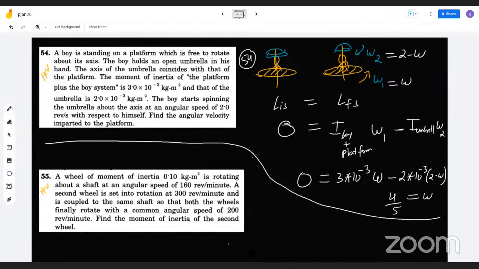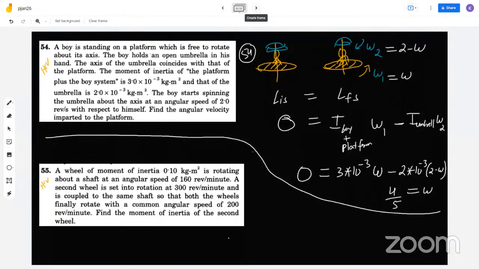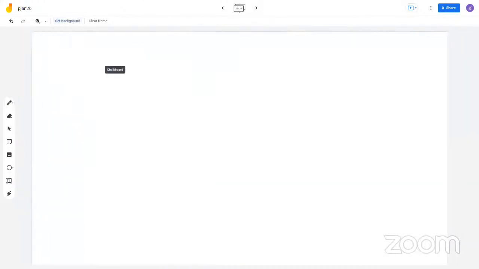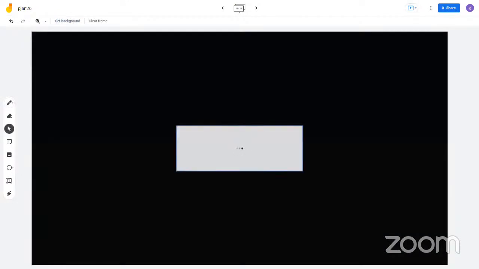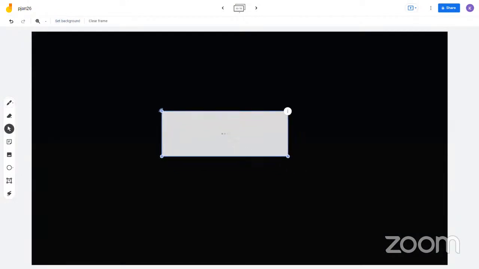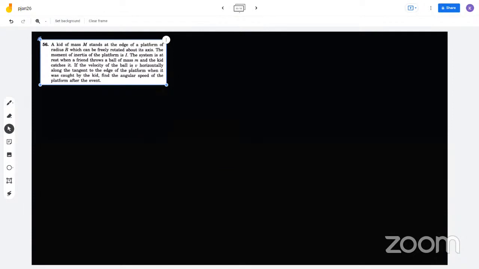So conservation of angular momentum. Conservation of angular momentum. Correct. So initial. Yes, Arav, what do you think?